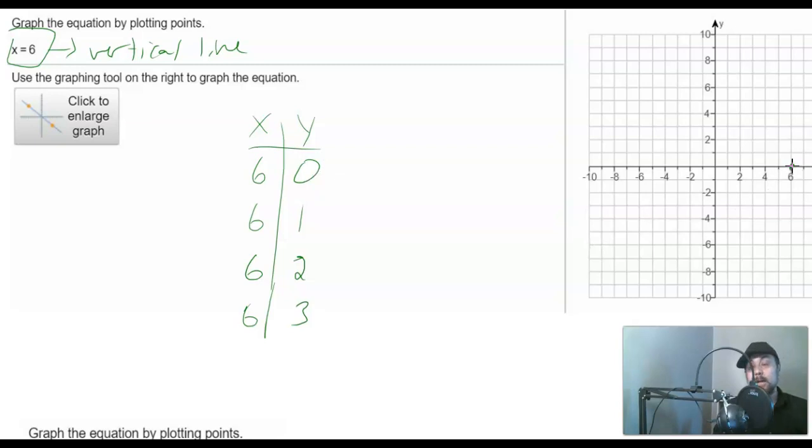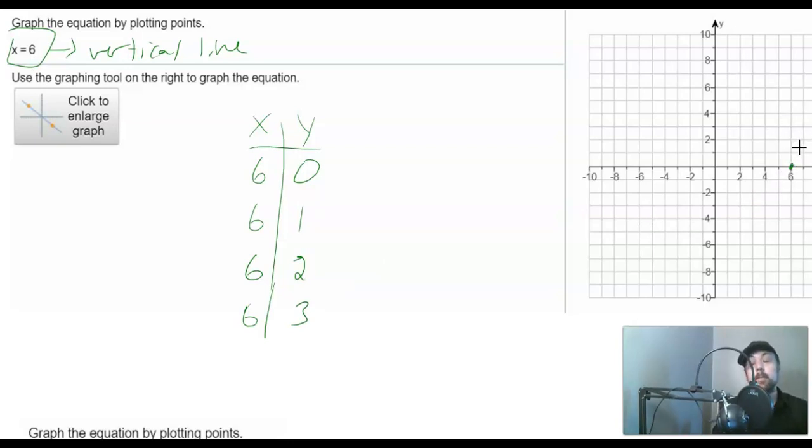So if you're only marking this point as your graph, you're not acknowledging that the y coordinate can be other numbers as well. This point is 6, 0. So you're setting the y coordinate equal to 0, which is one possible way of satisfying this equation, but there's all these other ways as well.